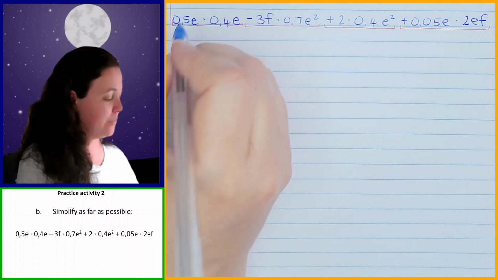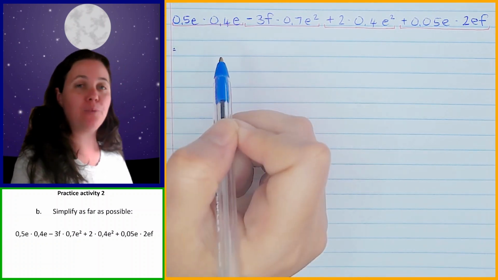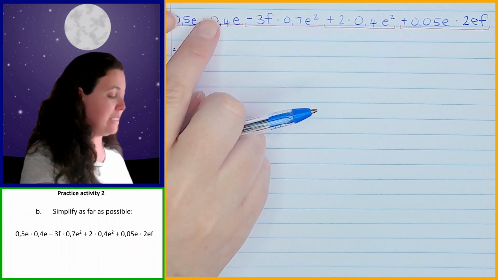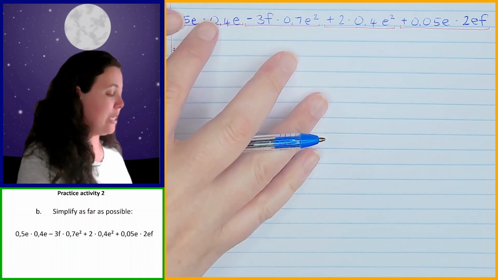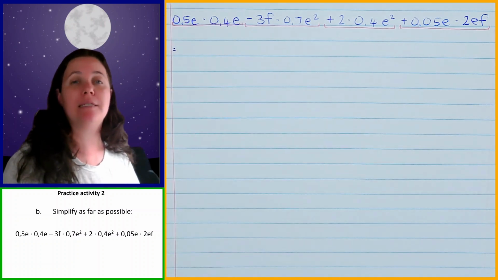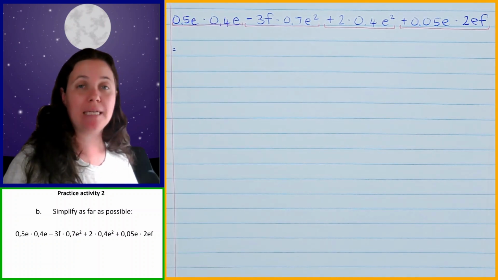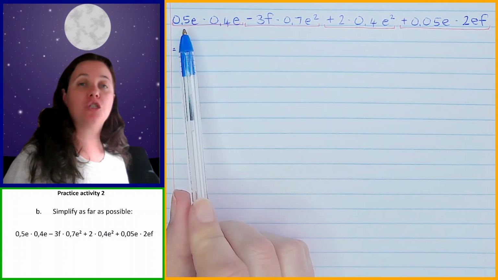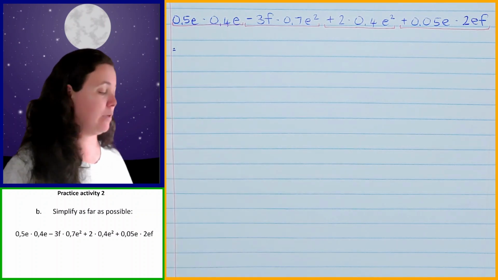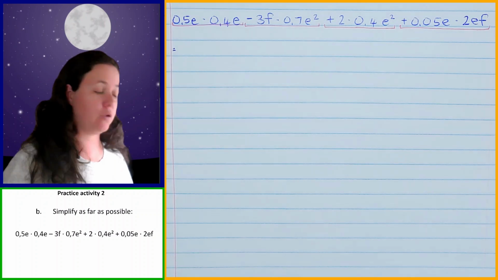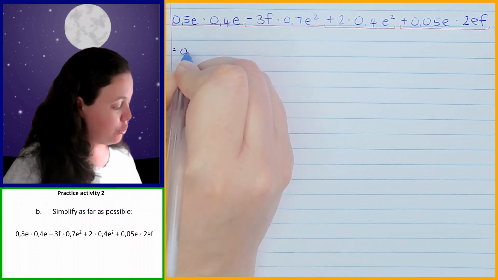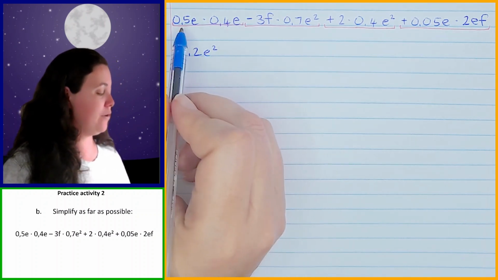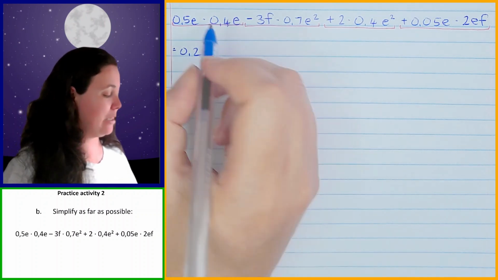Okay, so in the first term, I'm multiplying together 0.5 and 0.4. Now remember, when you're multiplying decimal fractions, you ignore the zeros and the decimal points, and you just multiply the numbers, and then you see how many decimal places you should have. So 5 times 4 is 20. Now, I've got 1 decimal place there and 1 decimal place there, so my answer should have 2 decimal places, the total number of decimal places. So it's 0.20. But now I don't need to write that second 0. So it's just going to be 0.2, and then e times e is e squared. So that you should have got for the first one. 0.5 times 0.4 is 0.2, and then e times e is e squared.